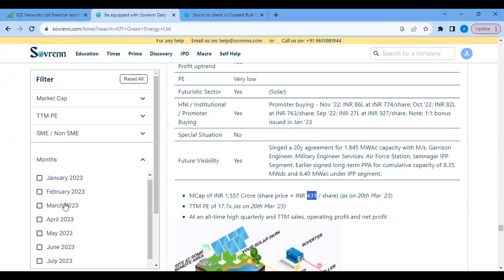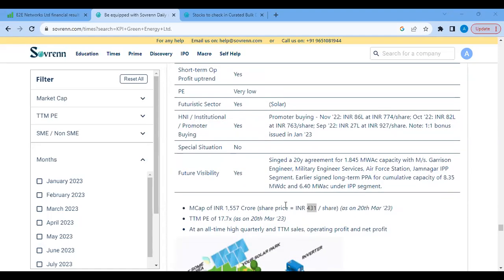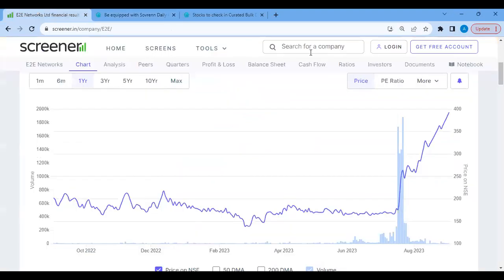Yes or no? In the month column you can filter historical sovereign times. January, February, March, April, May, June, July. You can read every sovereign times. Anyway, did this company meet the criteria? Yes, it did. What was the price? 431. What's the price today?